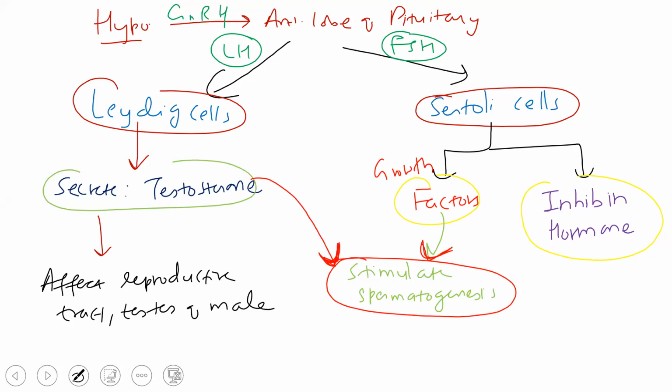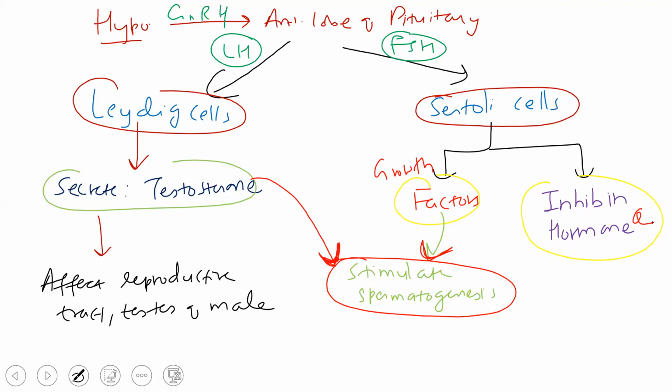Now, this is the general process. Androgens will basically stimulate spermatogenesis. FSH will lead to production of some factors which help in this. Now there is one question about this inhibin.